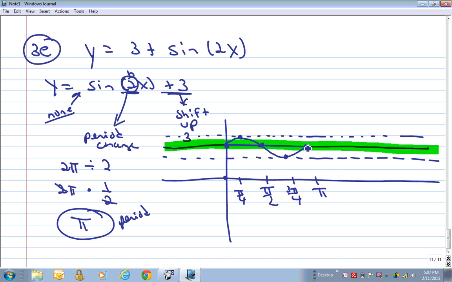All right, you may need to pause and think about that. The big thing is the period is 2 pi divided by b, and b is that multiplier in front of the x. All right, let's move on to F, and then we're going to go on to the book stuff.